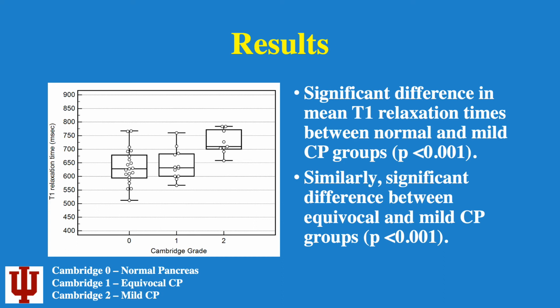This box and whisker chart illustrates that there was a significant difference with a p-value of 0.0009 in the mean T1 relaxation times of the pancreas between the normal and mild chronic pancreatitis groups. Similarly, there was a significant difference with a p-value of less than 0.001 in the mean T1 relaxation times of the pancreas between the equivocal and mild chronic pancreatitis groups.